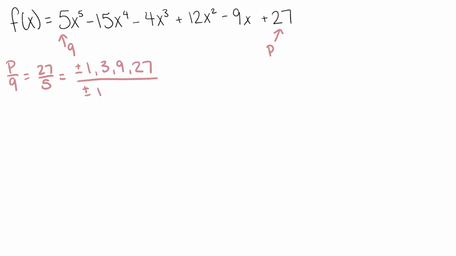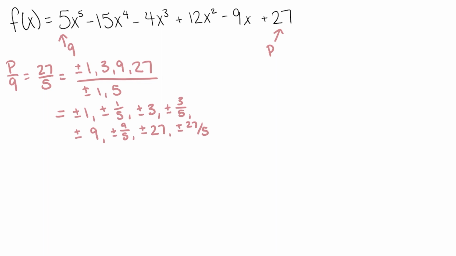Our factors of 5 are just 1 and 5. Meaning all of our possible rational roots for this polynomial are going to be positive and negative 1, positive and negative 1 over 5, positive and negative 3, positive and negative 3 over 5, positive and negative 9, positive and negative 9 over 5, positive and negative 27, and positive and negative 27 over 5.